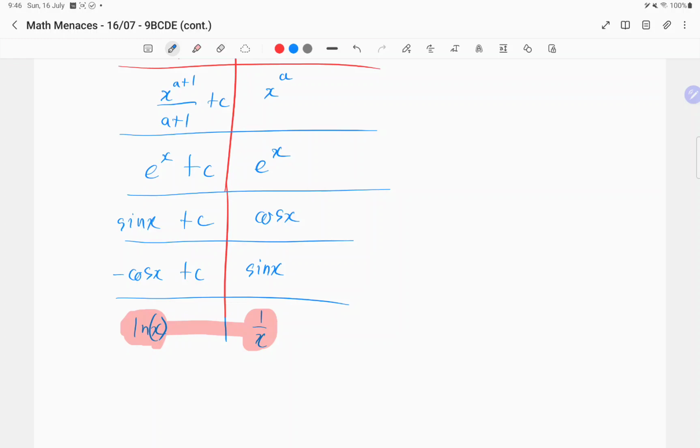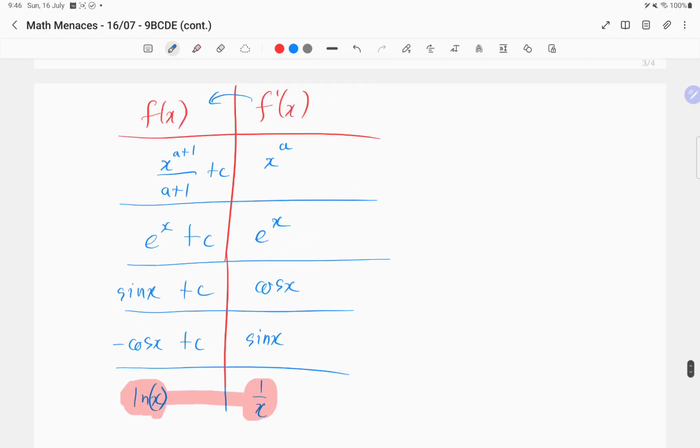So this is the one that most students will not recognize in the heat of the exam, so you have to practice this one. Now, I'll leave this table here.